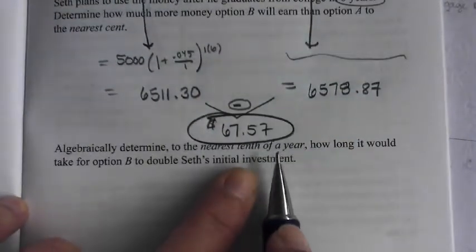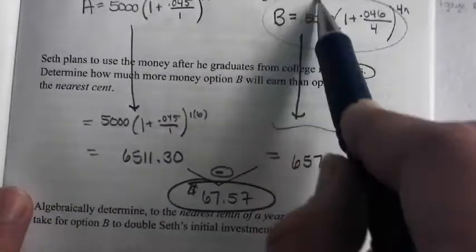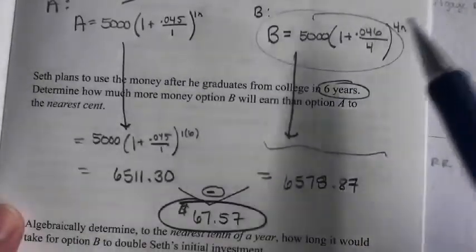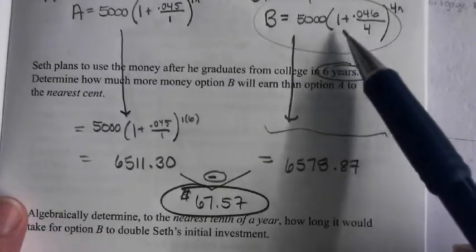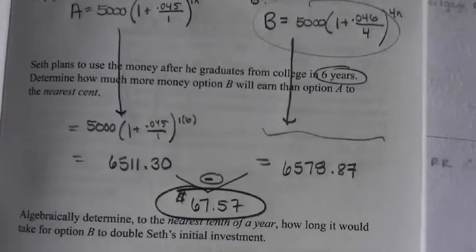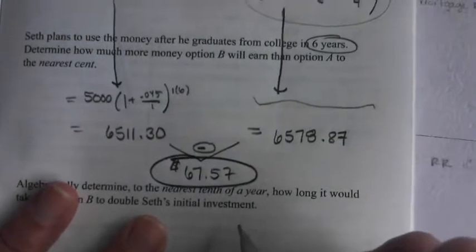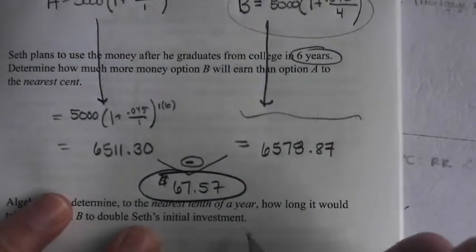Algebraically determine, to the nearest tenth of a year, how long it would take for option B to double Seth's initial investment. So we're going to focus in on option B. What am I going to do with that option B equation to answer this question, do you think? McKenna? So tell me what to write. I'll see if you know what you're saying but aren't quite saying it clearly or not.